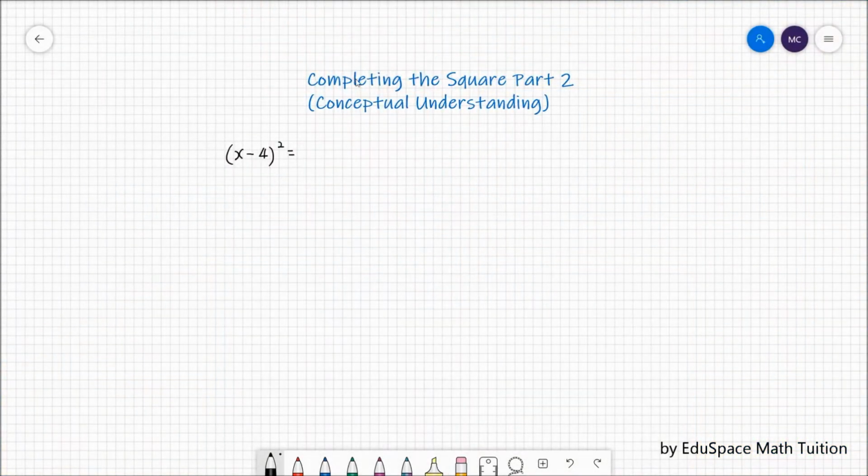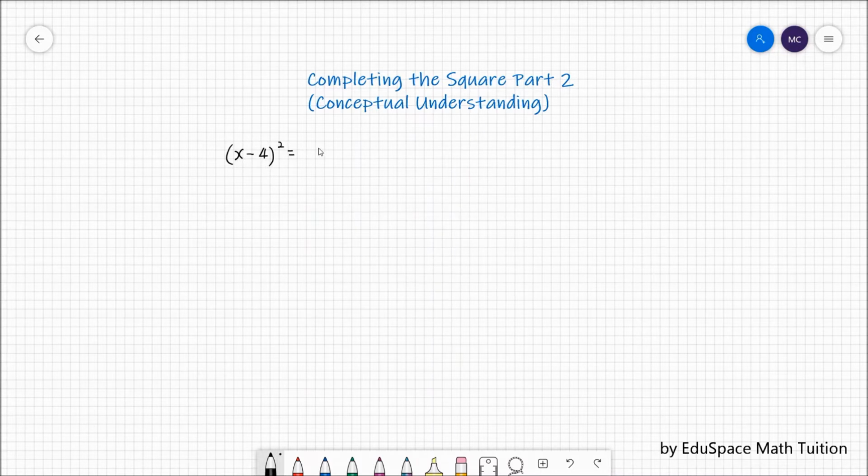So guys, I believe you have watched the part 1 video about completing the square. In this video, we are going to discuss the reason why we have the 4 steps in the completing the square method. Therefore, this is more like a conceptual understanding, so it might take some time for you to digest. Let's start off with x minus 4 squared first as a recap.